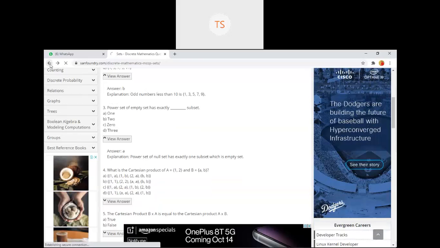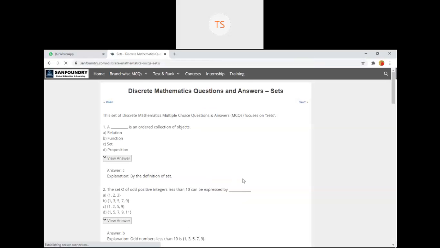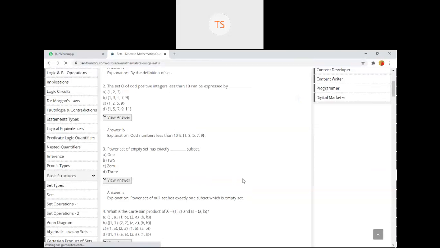Here in Google, I have typed the MCQs on set theory. So you will get so many MCQs on set theory. At present, I am doing set, discrete mathematics, questions and answers. In this way, you can also practice MCQs. You just type the MCQs on set theory, so you will get a number of MCQs and you can go through them.